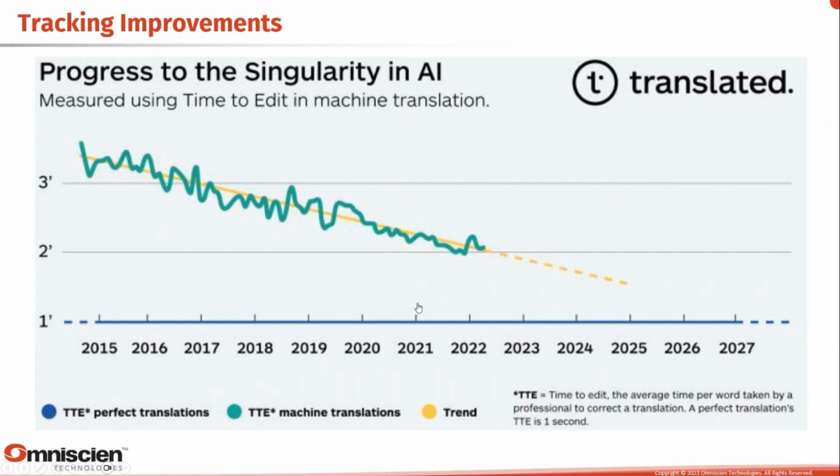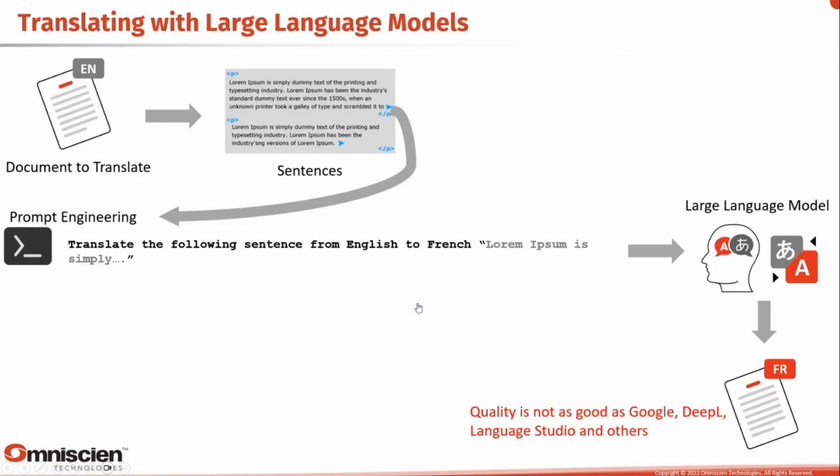1 second is the bar where you just need to read the translation and say, okay, everything is fine. And if you follow this line here, you can see here's a great word, singularity, where maybe machine translation is good enough that you don't really need to edit anything at all anymore. If this is going to happen in 2026, well, stay tuned.